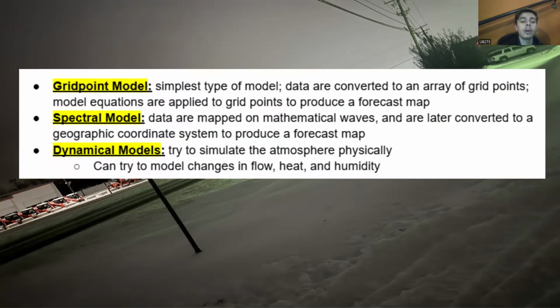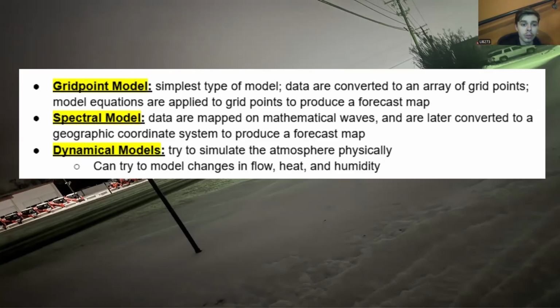Okay, so three types of models. So we have grid point models. This is the simplest type of model. Data is converted to an array of grid points. Model equations are applied to grid points to produce a forecast map. So this is just using the 3D grid of the Earth.